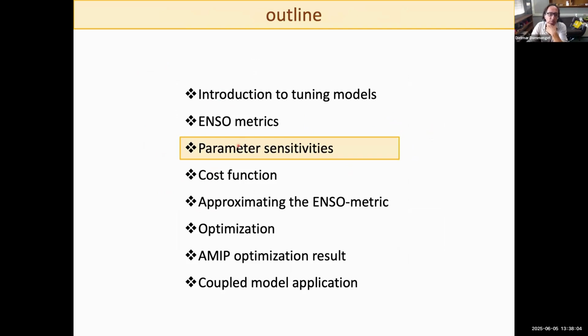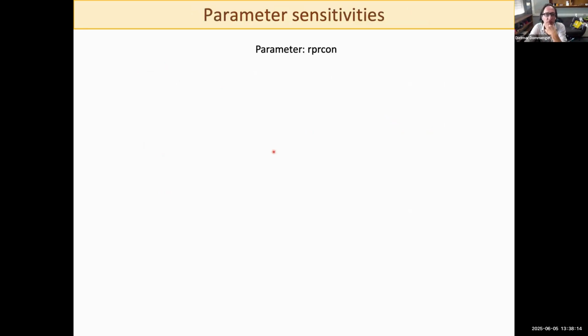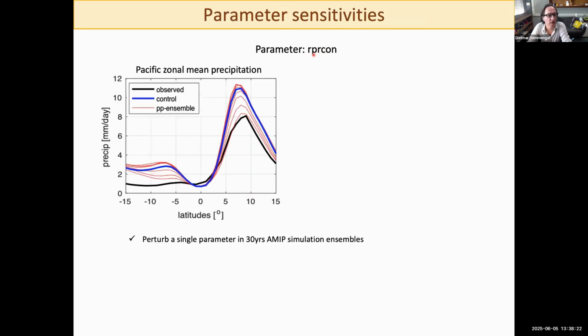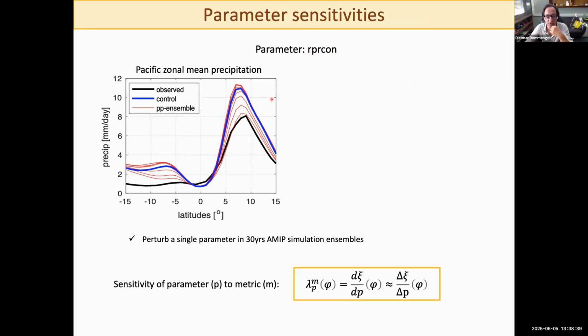Okay, in order to do this, we want to vary the parameters. We have to understand the sensitivities of each parameter: if you change a parameter, how would the model change these ENSO matrix? So let's say here's an example. We have a parameter. I actually don't know what this is, but it's doing something to the convection or to the clouds. So we vary this parameter. These are the red lines. We have experiments done, 30 years AMAP simulation. Each one of them is one simulation. And we see by how much it actually changed the precipitation compared to the control one, which is the blue one. And based on this, we can actually define a sensitivity.